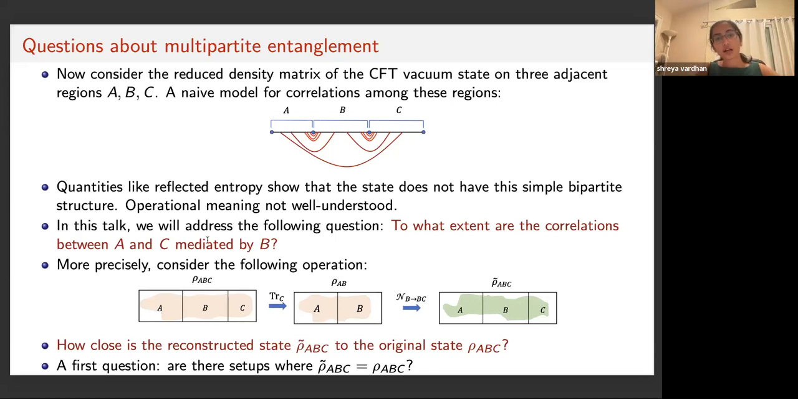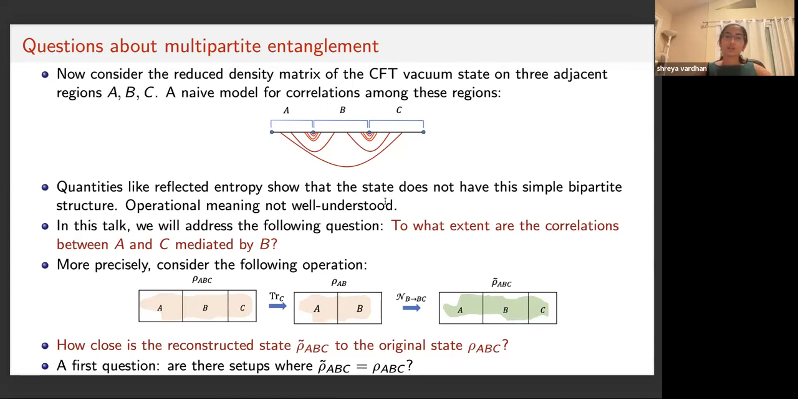In today's talk, I will probe the multipartite entanglement structure by asking the following question. If you have three such regions, A, B, and C, then to what extent are the correlations between A and C in this state mediated by B? In this toy model that I drew, all the correlations between A and C are just direct correlations. There isn't really a notion of correlation mediated by B in this state.